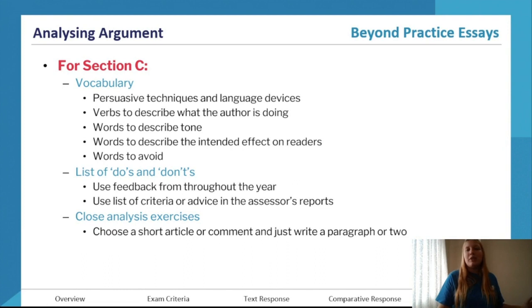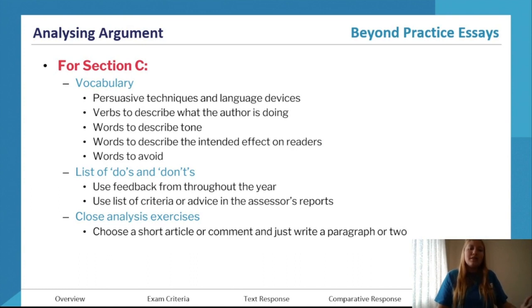Use feedback you've accumulated from throughout the year. Try to rewrite body paragraphs, rewrite essays. Keep a note of all the feedback you've received and constantly work to improve. Look at the examiner's reports, review criteria and their advice, and review exemplar high-scoring responses. And complete close analysis exercises.